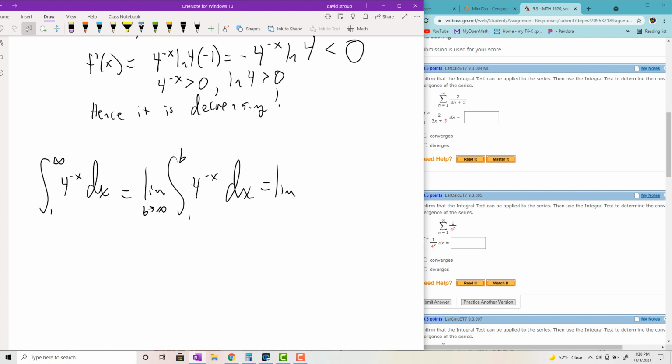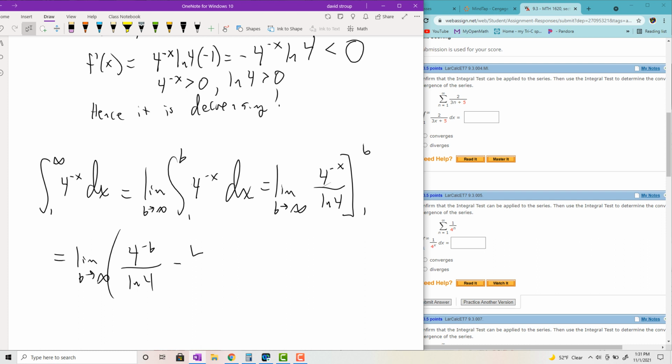Back subbing, then you'll have the limit as b goes to infinity of 4 to the negative x all over ln 4 from 1 to b, and then substitute in the limits: 4 to the negative b all over ln 4 minus 4 to the negative 1 all over ln 4. And taking the limit, then, what did I lose? I lost my negative somewhere. There should be a negative floating about.